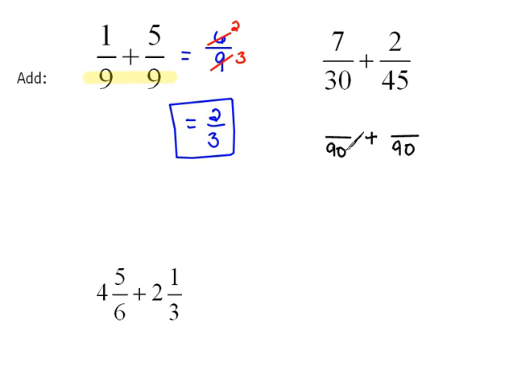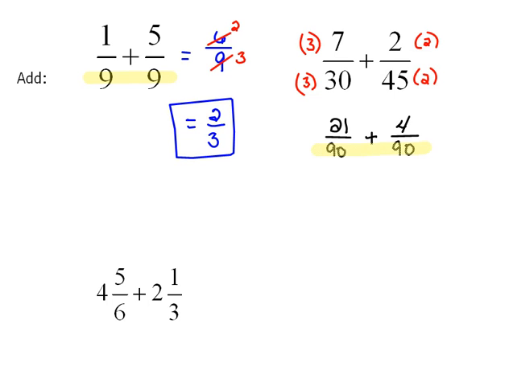Now, in order to create equivalent fractions, which is what we have to do, hopefully everybody remembers this, we have to figure out what do we multiply 30 by in order to get 90, and that would be a 3. We do the exact same thing to the numerator to keep it balanced. So 3 times 7 would be 21, and then we move to the next fraction. What do we multiply 45 by in order to get 90? And that would be a 2. So we have to do the exact same thing to the top to keep it balanced. 2 times 2 would be 4.